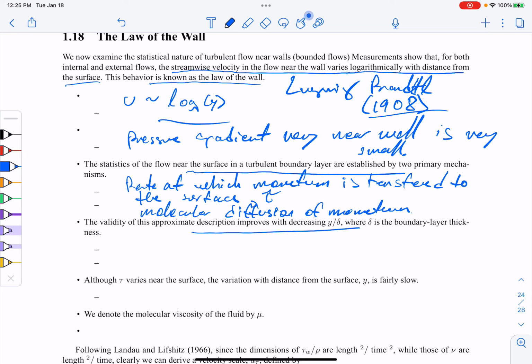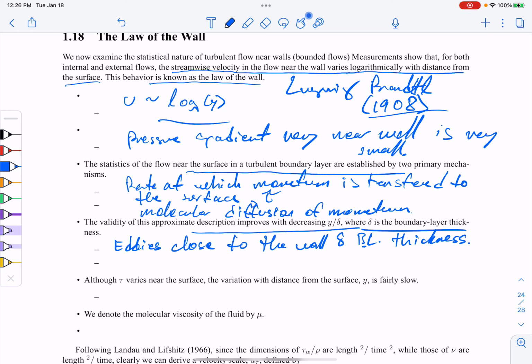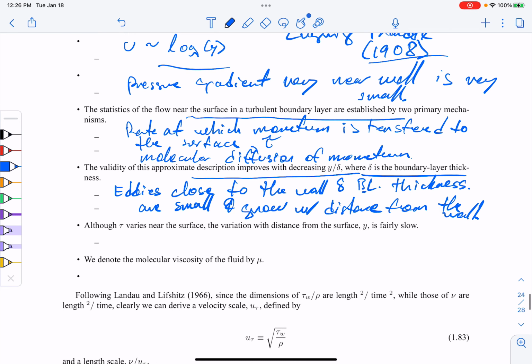So how do you say this is valid? Well, one thing we have to do is define delta, and that's the boundary layer thickness. And that can just be thought of philosophically as the distance from the wall to the edge of the boundary layer. And there are great ways to define that, and we'll look at that in some of our computer programming projects. So we might say that eddies close to the wall are small and grow with distance from the wall. And this is absolutely true because we've measured it. And also the shear stress is going to vary only a tiny bit with y.